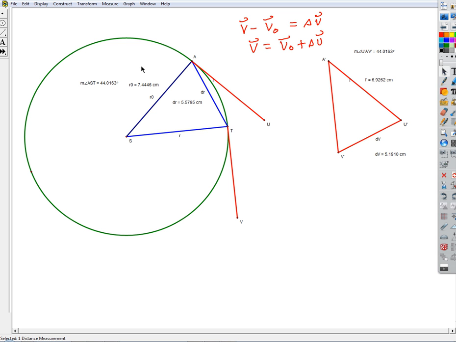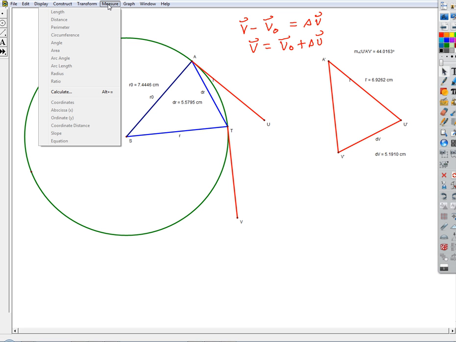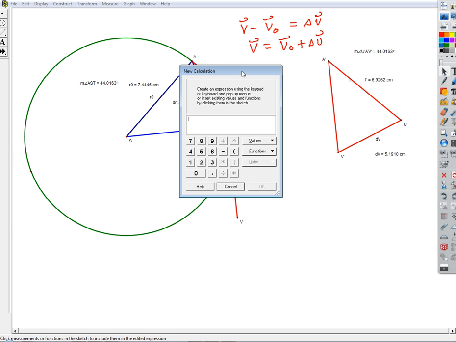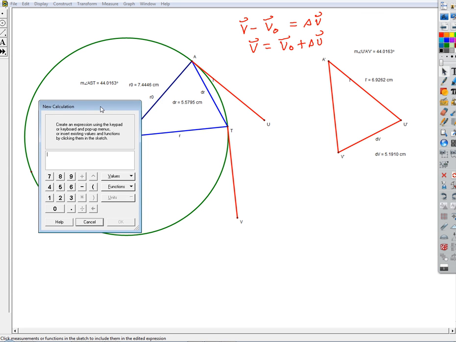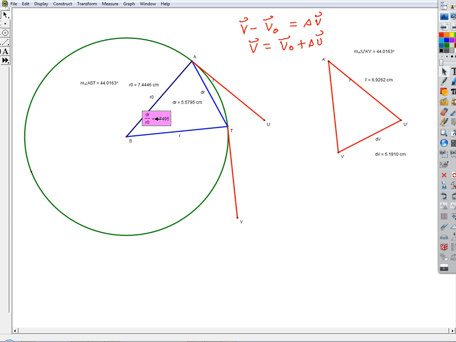Okay, but now let's try something else. Can I do calculations on here? I think I can. Yes, I can do a calculate. So I want to calculate this distance divided by this distance. And look at that. That's so cool. It gives me that calculation. Okay, everybody see that? Why does that matter? I did not know that I could do that. That's pretty cool.